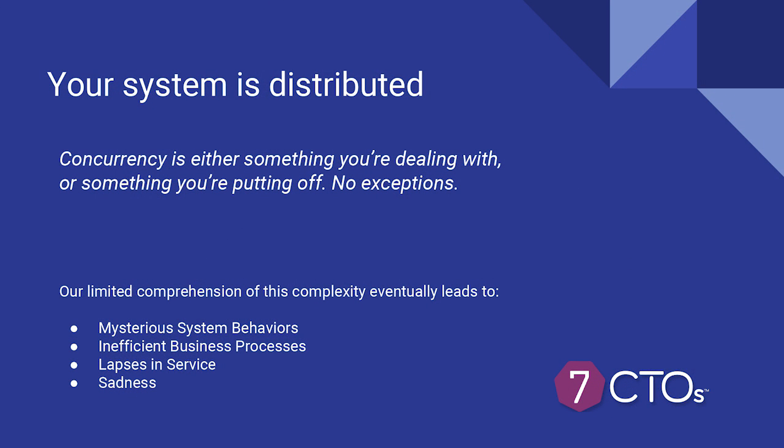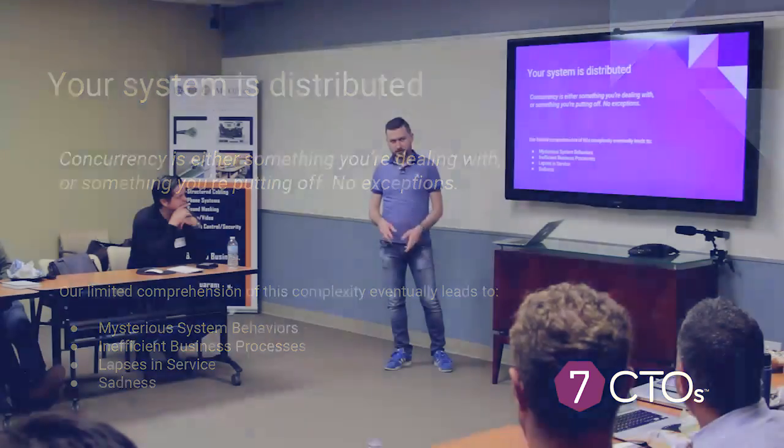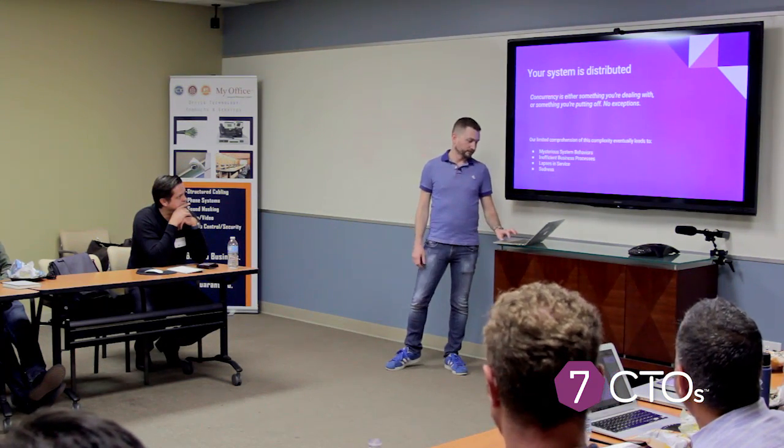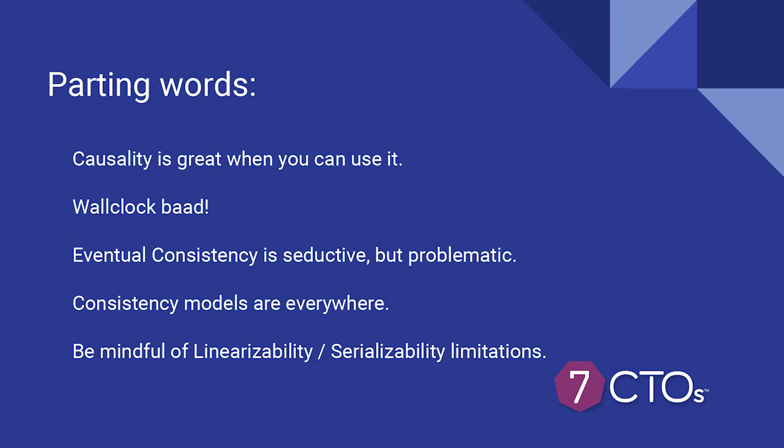Whether you like it or not, your system is distributed, and you have to deal with this one way or the other. A lot of people can kind of skate by for a while and not think too hard about it, and eventually you will get bitten by this problem in one way or another. So for my parting words, I really like causality, or I should say causal consistency. It's really very nice when you can use it.